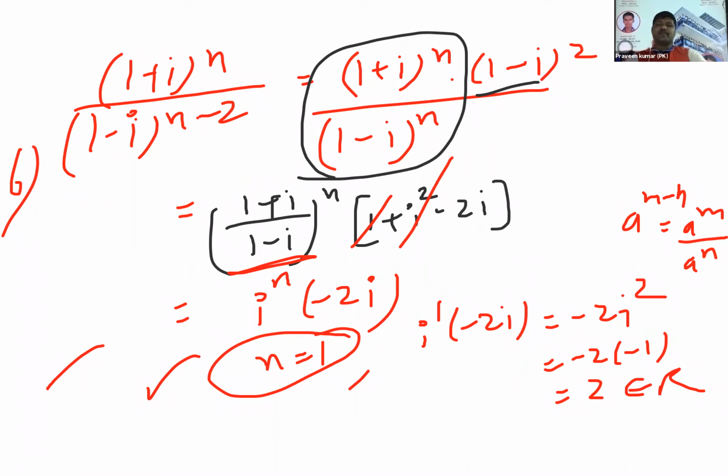In the denominator, the a power m minus n formula, a power m by a power n. (1 plus i) by (1 minus i) means I expanded, the 1 and i square cancel, minus 2i. In place of n I substituted 1. I got 2, and 2 belongs to real numbers. So the value of n is 1.